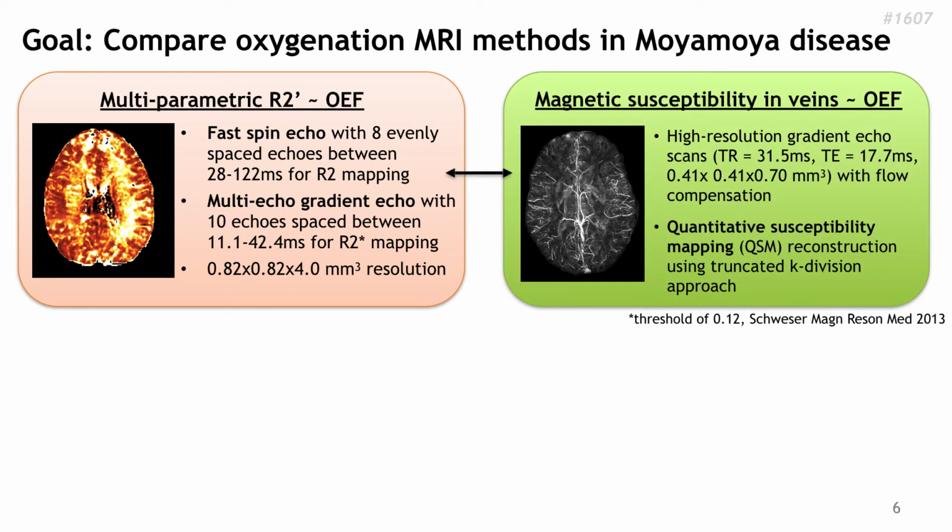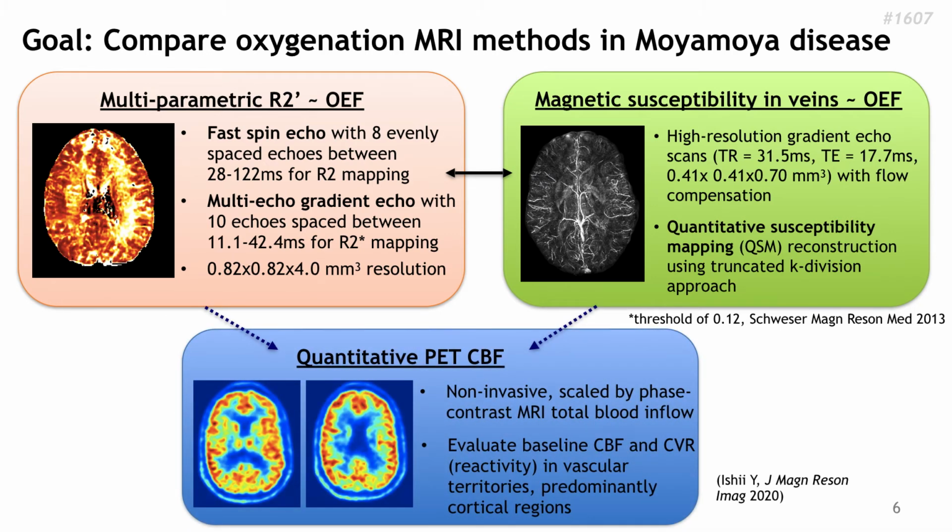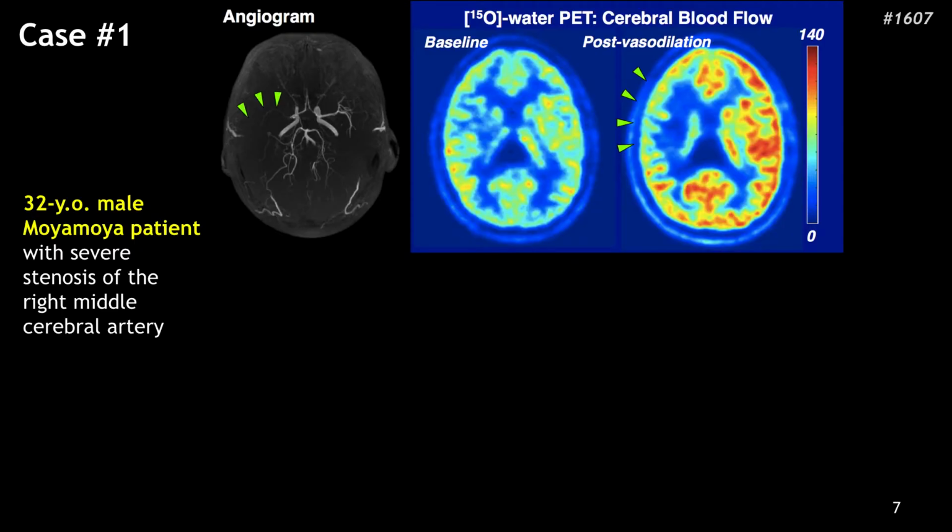We also looked at high-resolution gradient echo phase and performed quantitative susceptibility mapping to look at the deoxyhemoglobin content in these vessels that you see in the cortex. And the high magnetic susceptibility in veins also indicates high local OEF. We're comparing each of these oxygenation biomarkers to PET cerebral blood flow to look at the relationship in these vascular territories. So here's an example of a Moyamoya patient with very severe right middle cerebral artery, or MCA, occlusion.